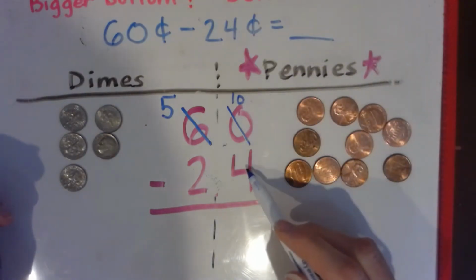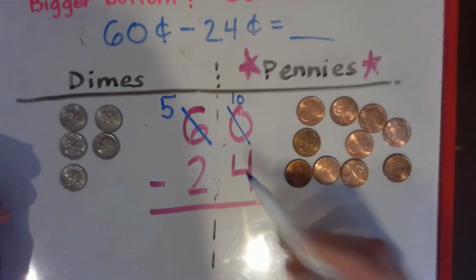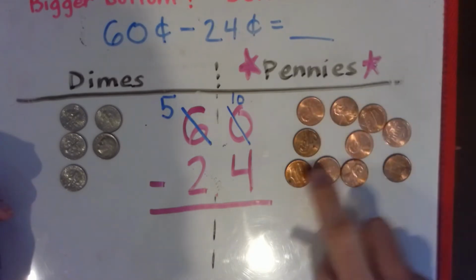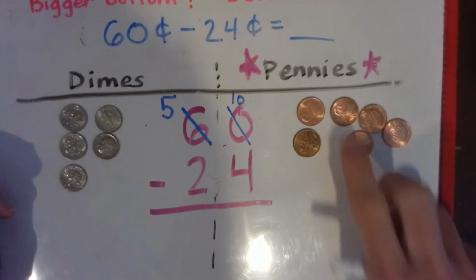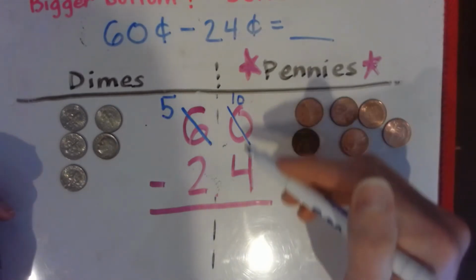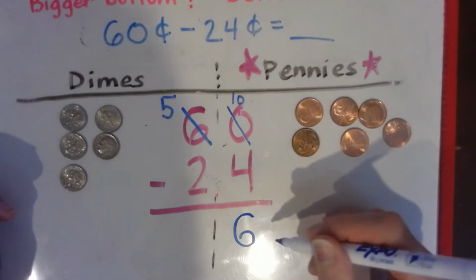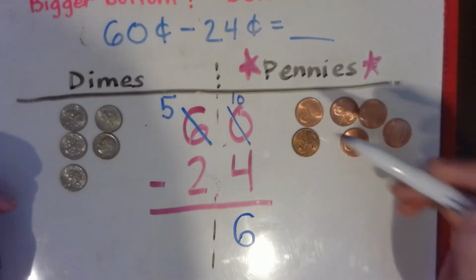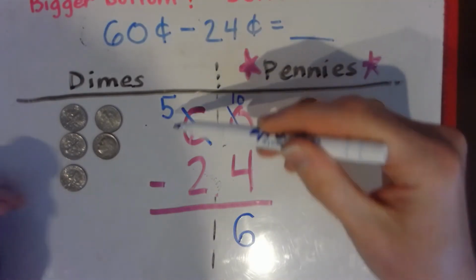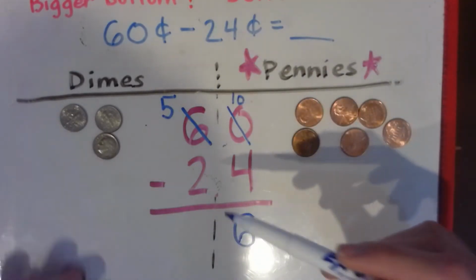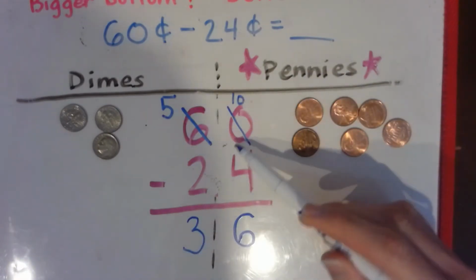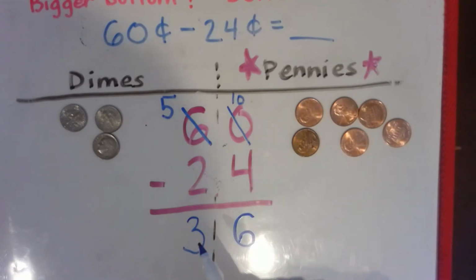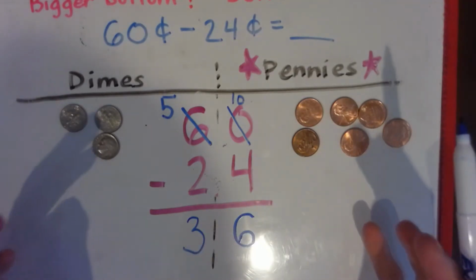If we have 10 pennies, can we take 4 away? Yeah. So we have 10, 9, 8, 7, 6. So now we have 6 pennies left. 10 minus 4 equals 6. And then we have 5, 4, 3. We took 2 away. 5, 4, 3. So 60 minus 24 equals 36 cents.